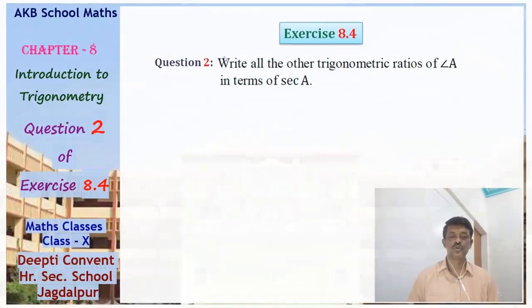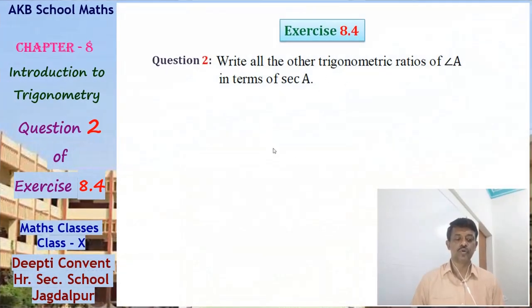Question 2 of exercise 8.4. Write all the other trigonometric ratios of angle A in terms of sec A. We have to express all the ratios in terms of sec A. There are 6 ratios, so the remaining 5 ratios are there. We have to write the value of the 5 ratios other than sec A in terms of sec A. Okay, so let us try to solve now.